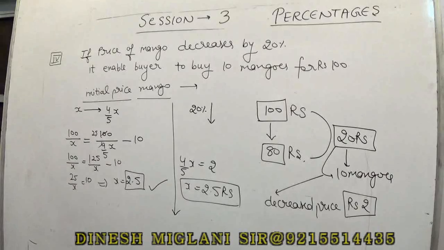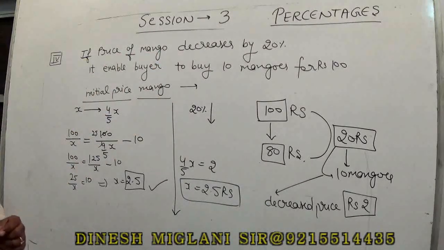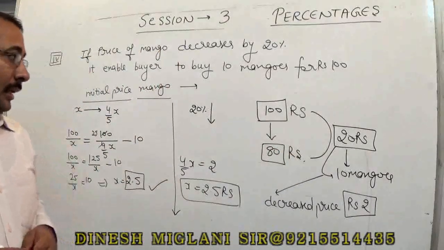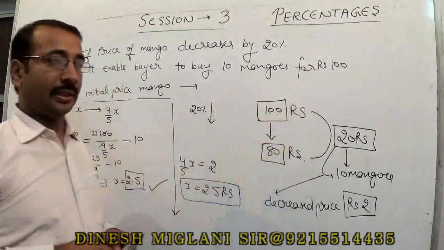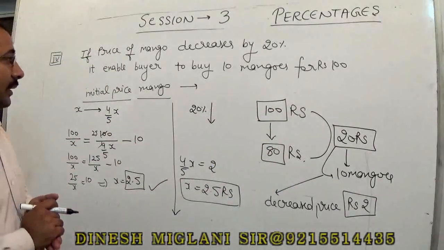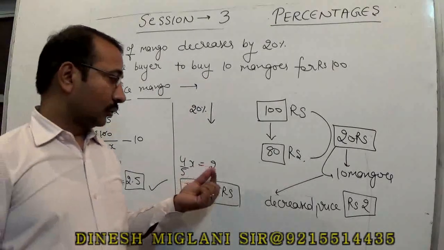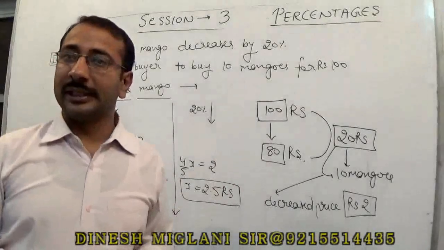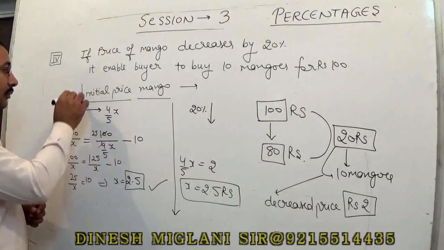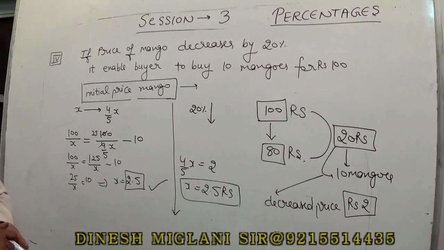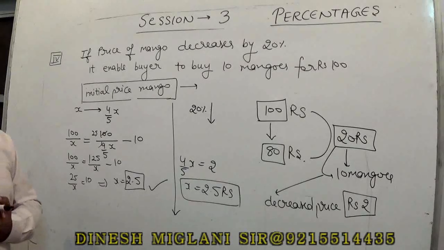Just try to understand it again. Suppose earlier you had to spend rupees 100. After a decrease of 20%, now for buying the same quantity, you have to spend rupees 80. It means how much money you are spending less? 20. And in this 20 rupees, you are getting an additional 10 mangoes. So we can say one mango costs rupees 2, but that 2 rupees is the decreased price of the mango. But in the question, we are expected to find the initial price. So we can say 4 by 5x equal to 2, x will be equal to rupees 2.5. That becomes our answer. I hope the concept is clear.